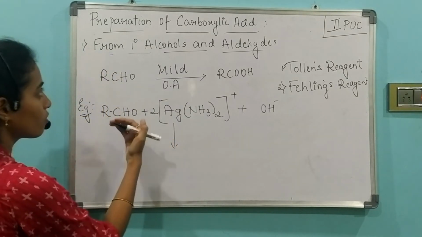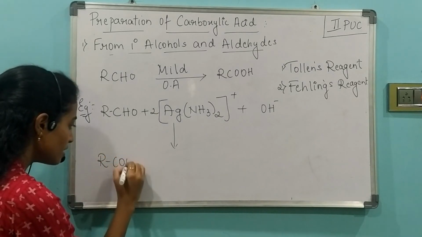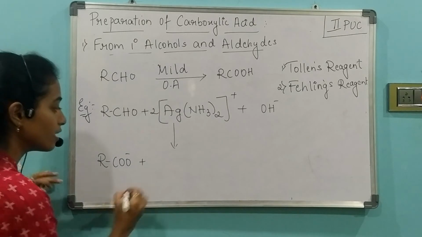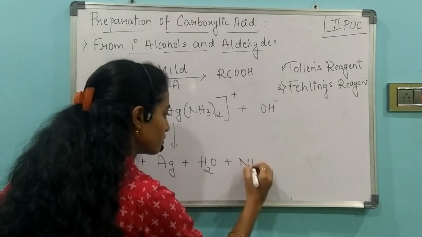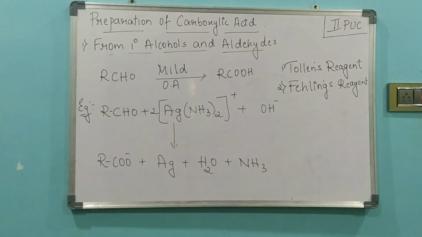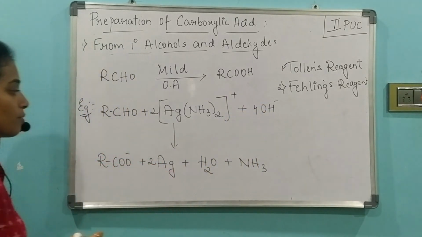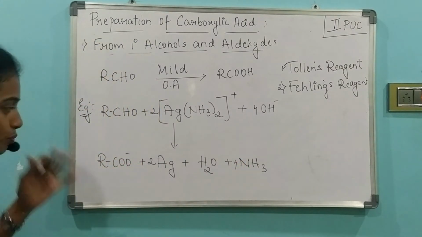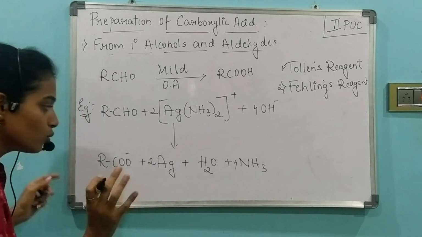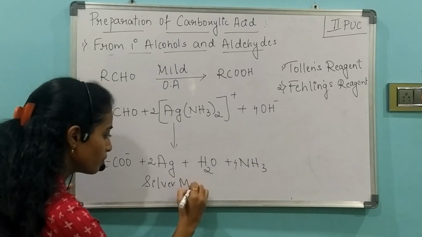You have to prepare the carboxylic acid from the aldehyde. So I will be getting carboxylate ion, silver, water and ammonia. So balance the reaction. I will be getting 2 here, 4 OH minus, and ammonia it is 4. Fine. So when you perform this particular reaction in a test tube, you will get to see the silver mirror.